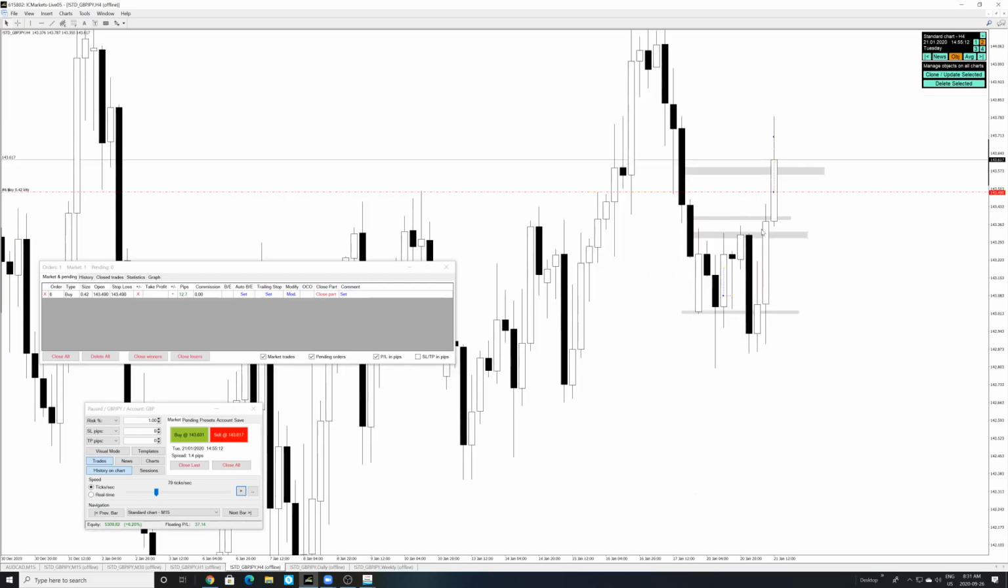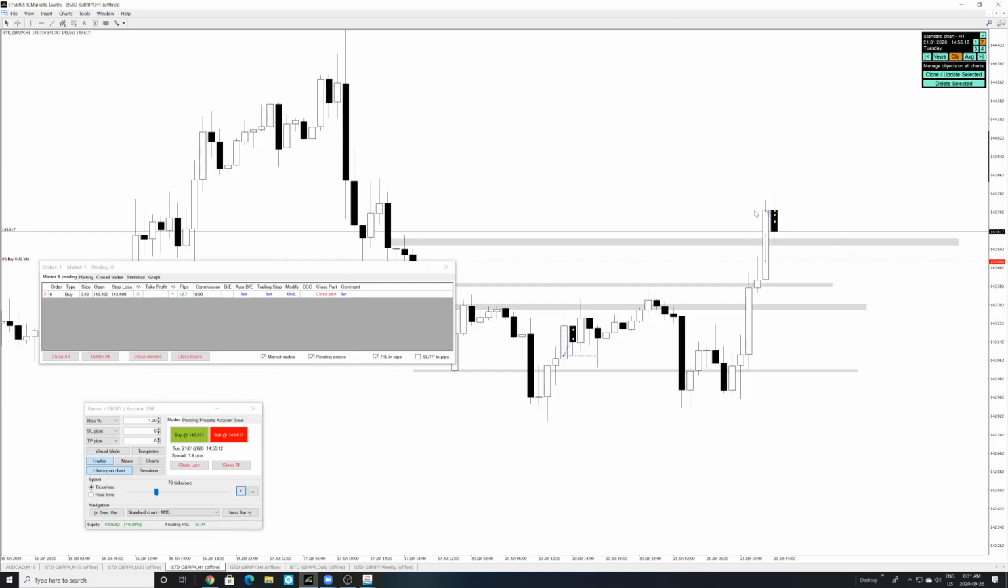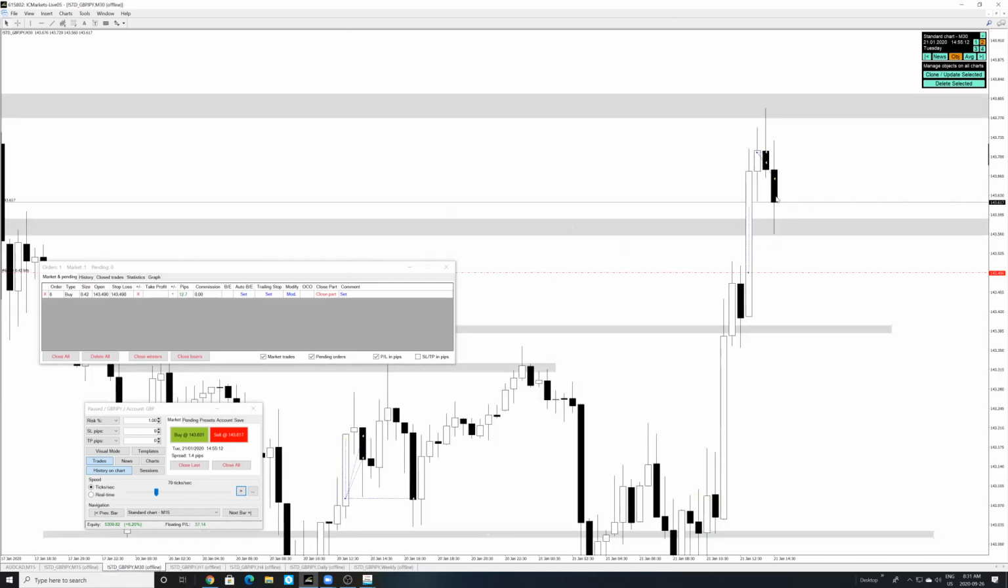I'm not concerned about the 4 hour. I'm not concerned about the 1 hour. I'm only concerned about how price can create a support so we can take a buy and price can continue up to retest this high. That's it. Very simple, very straightforward.